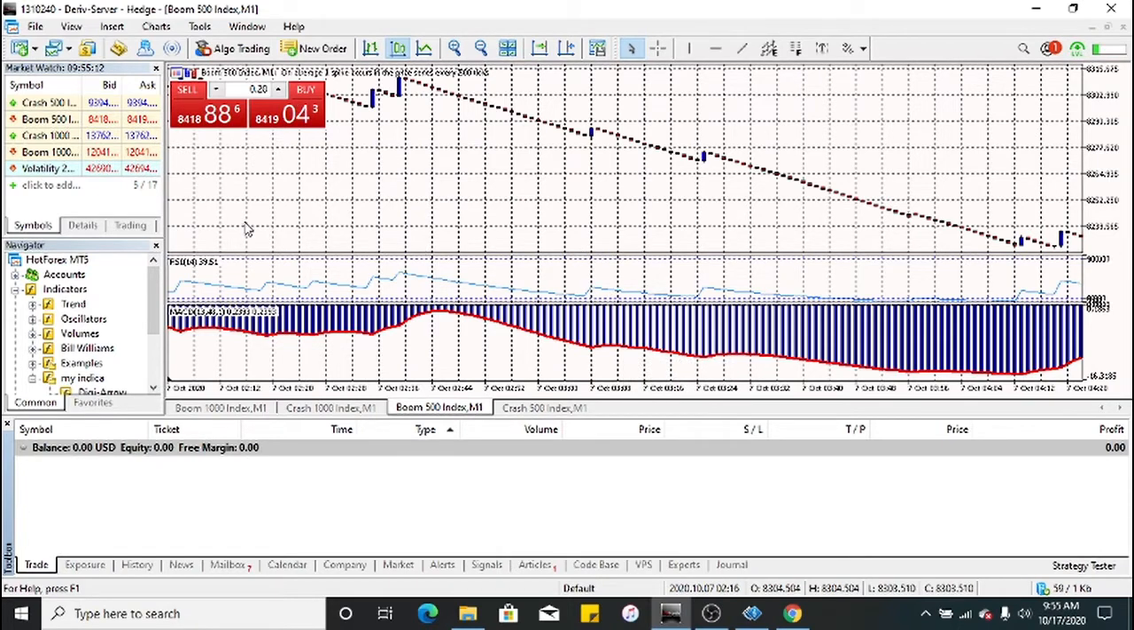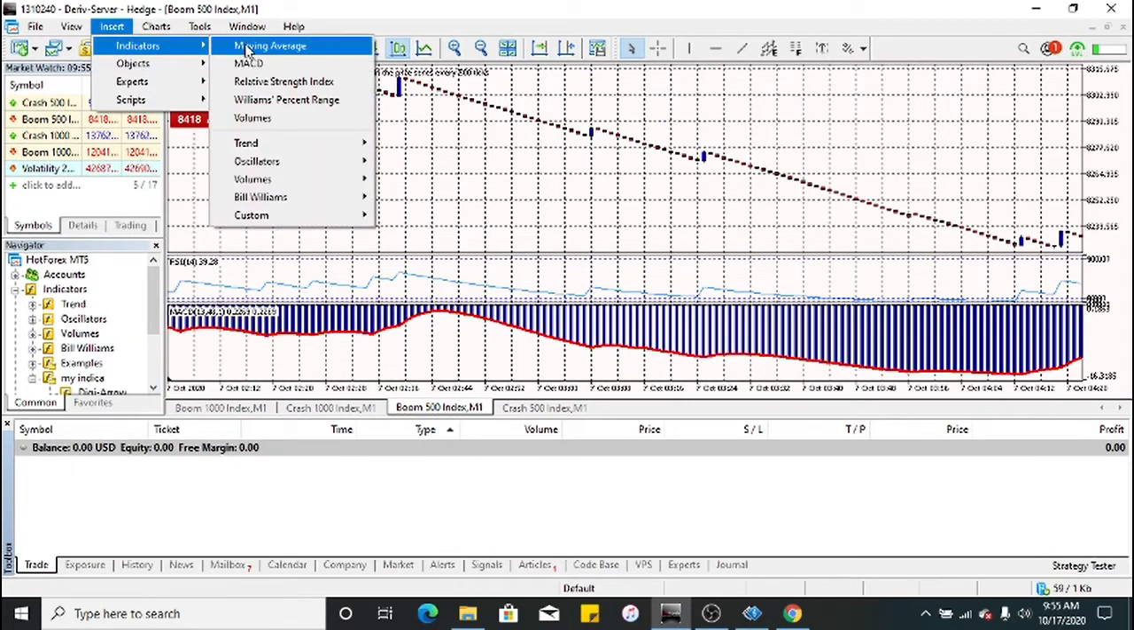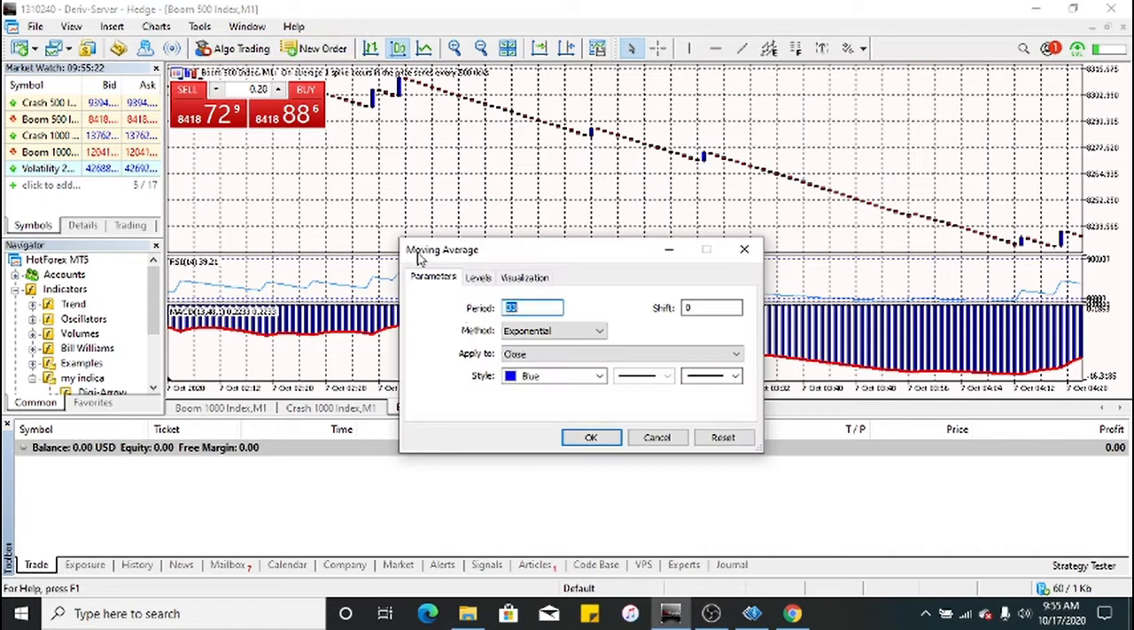Now let's go to the next indicator, the moving average. You're setting the moving average. We're going to use two moving averages. The first one, the period is 33, the method is exponential, apply to close, and you make the color blue.